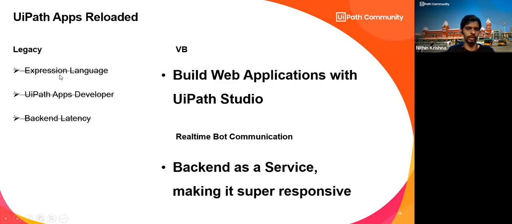But now we have a revamped version of apps which addressed all these issues. There is no need of any new language you need to learn. I can simply put it this way: you can build web applications with UiPath Studio. Today you're building automations using UiPath Studio, right? You're writing some VB code or C# code to build automations. With the same knowledge and the same skill, you can build web applications. This is the best way I can say how the new apps bring in a change after legacy.